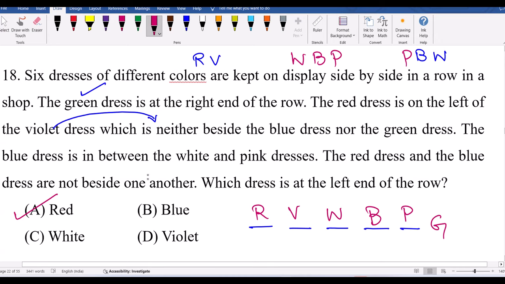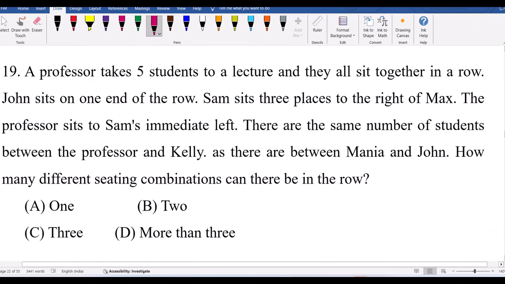Perfect. Now see, this type of question you need to solve in 60 to 70 seconds only. Don't take too much time. I believe this is done. This is completed.